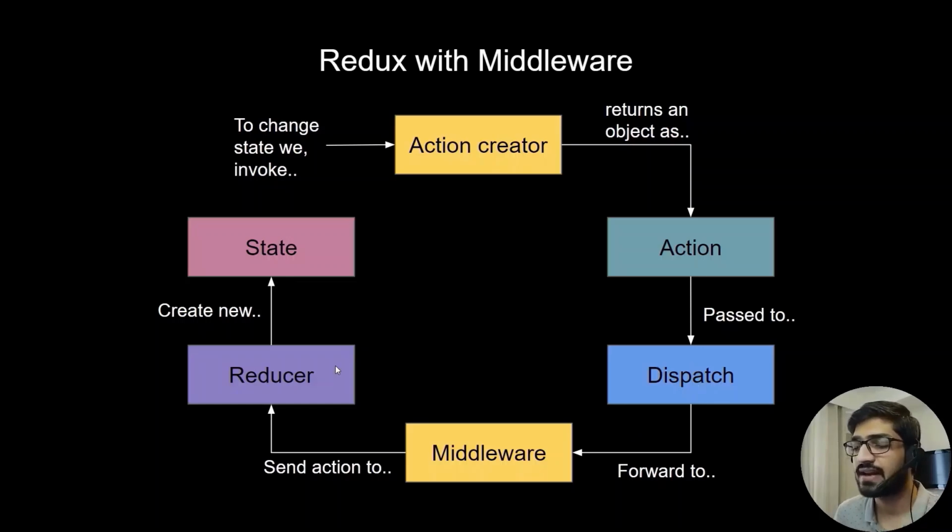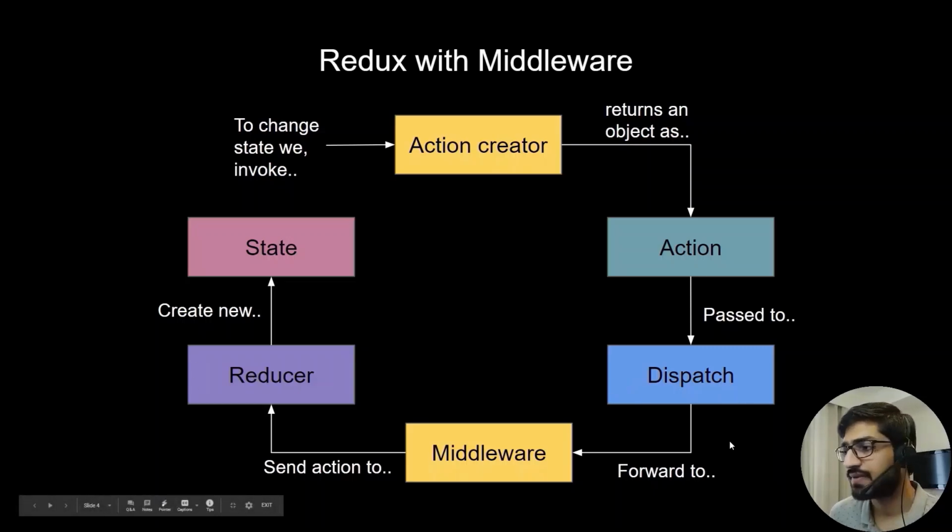Right now it directly goes to the reducer. And when it goes to the reducer, at that time, we don't have the data from the server. So now this dispatch will first go to the middleware. Now the middleware will be in between the dispatch and the reducer. Before, the dispatch immediately forwarded the action object to the reducer. But now we want the dispatch to first forward the action to the middleware.